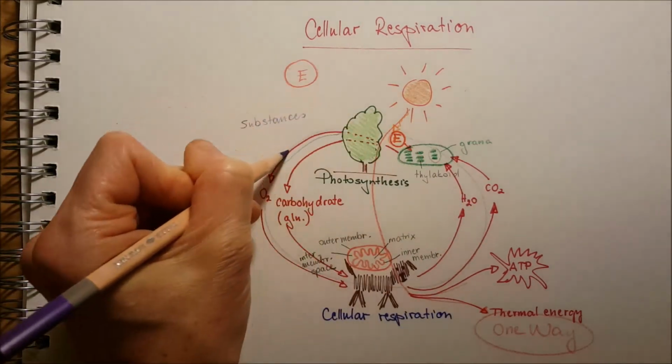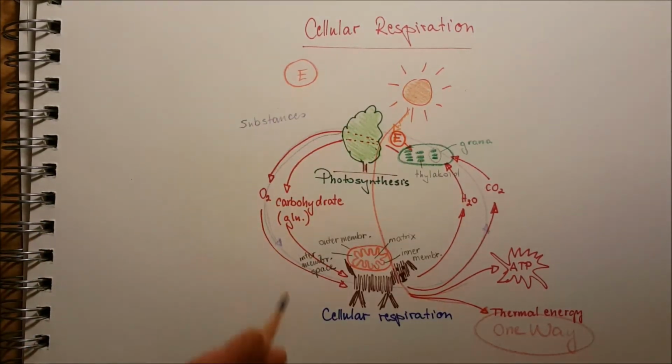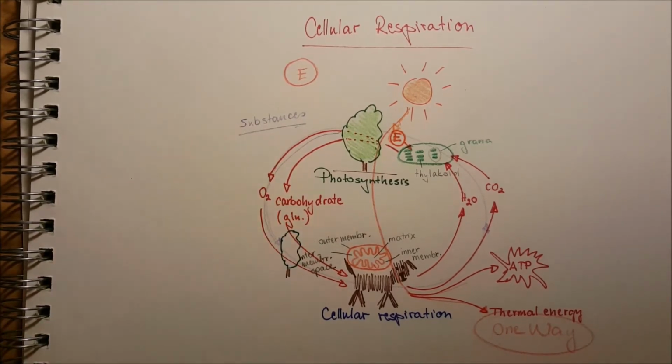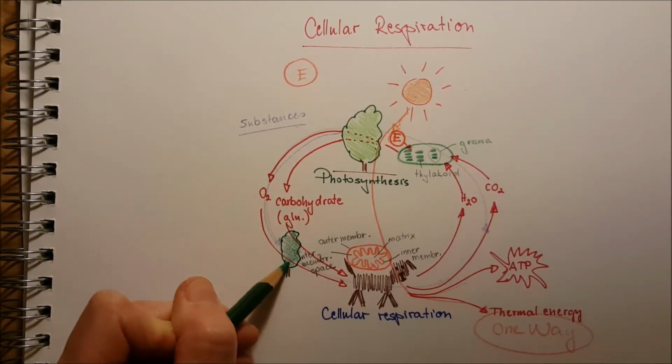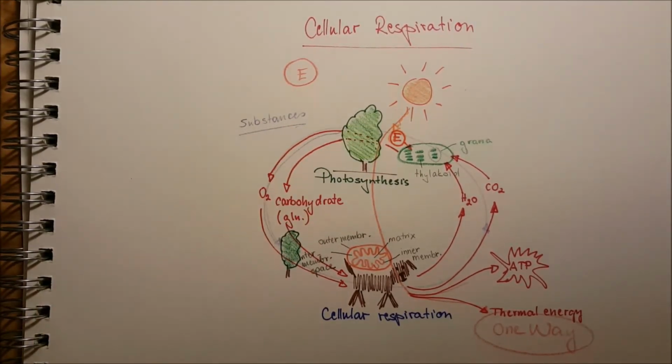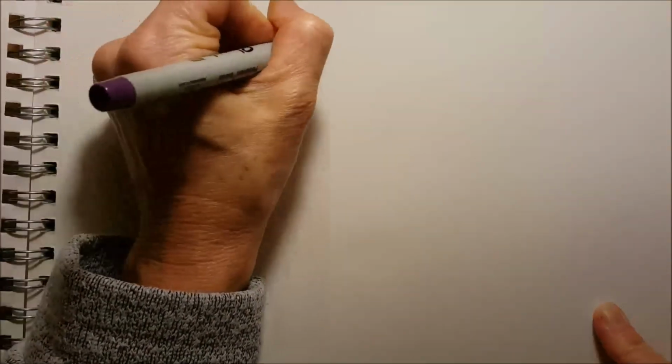On the other hand, the substances get recycled. The oxygen, the carbon dioxide, the water, and the carbon molecules in the carbohydrate. Now, there's one misconception that only heterotrophs are capable of doing cellular respiration. This is not true. Trees are using cellular respiration too. All of the organisms that have mitochondria are using and performing cellular respiration.